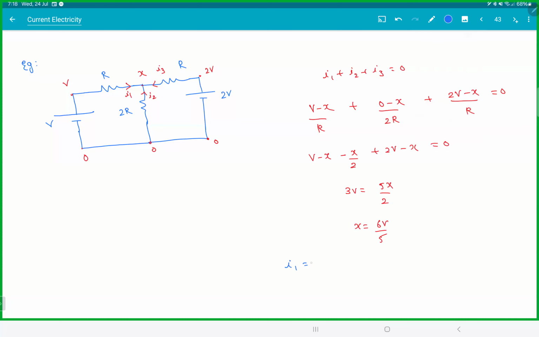So yeah, so I1 will be how much? V minus this thing, V by 5R. But direction is wrong. It's not flowing towards X. It's actually going away from there. I2 will be 0 minus X, so 3V by 5R. This is also wrong. Current is flowing in the opposite direction. I3 would be 4V by 5R. Make sense? I hope you can see the similarities. Exactly the same thing it was.